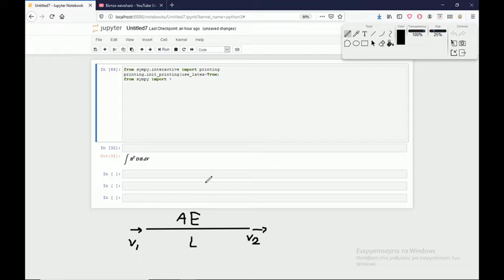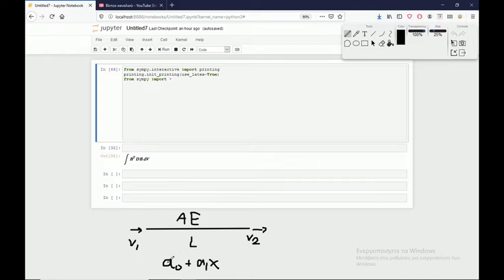So, the first thing we need to do is to, let's say, guess a function that will describe how the displacements will vary along the rod. Because we have 2 degrees of freedom, we are going to use a polynomial that has 2 coefficients. This is the linear polynomial, the simplest of all, a0 plus a1x.